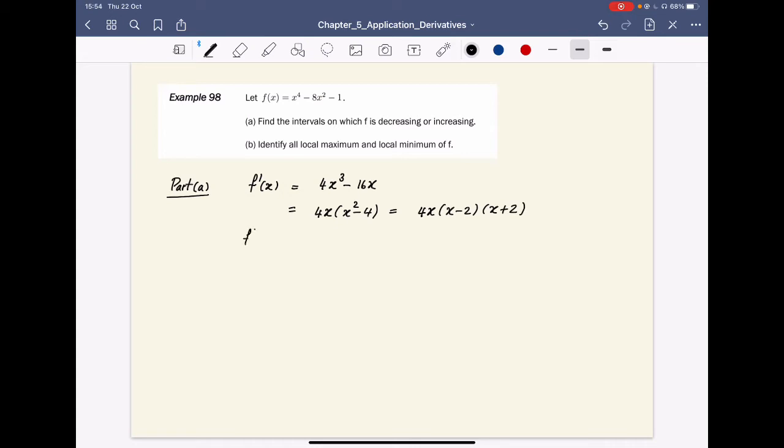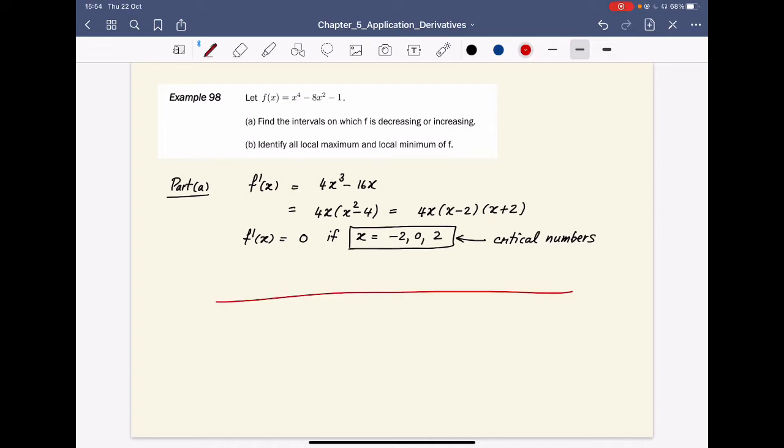So we can look at the critical numbers. f prime of x equals 0 when x equals negative 2, 0, and 2, right? These are our critical numbers for this problem. All right, once you have all the critical numbers, we can look at the intervals. So this is going to be negative 2, 0, and 2. We want to look at the behavior of f prime.